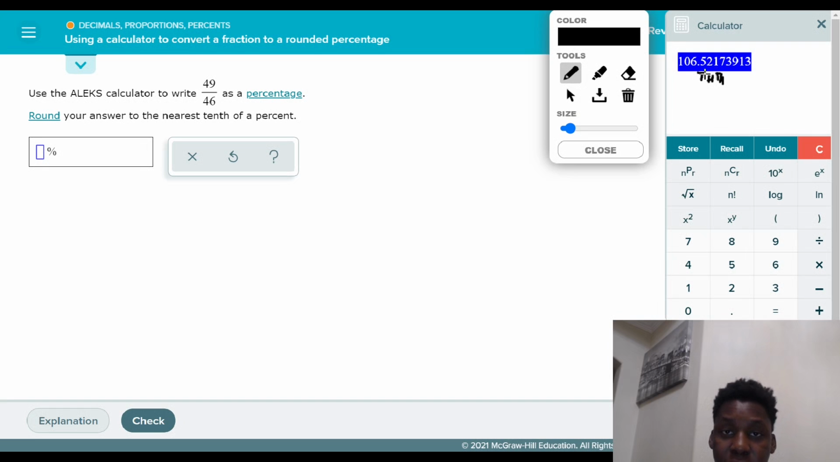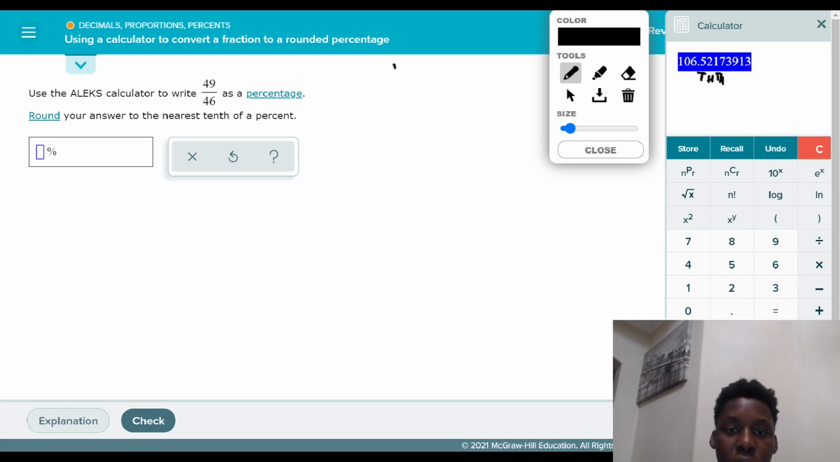2 is less than 5. Since it's less than 5, we can just leave this 5 here and set every other digit to 0. But let's say for example the 2 was 7. We know 7 is greater than 5, so that means you can add 1 to the 5, and then set all the rest of the numbers to 0. But this 2 is less than 5, so we can't do anything and we set every other digit to 0.